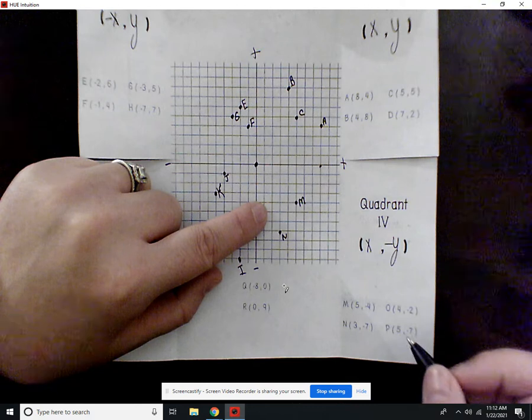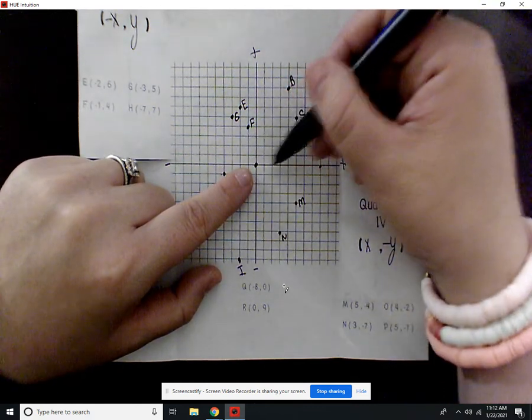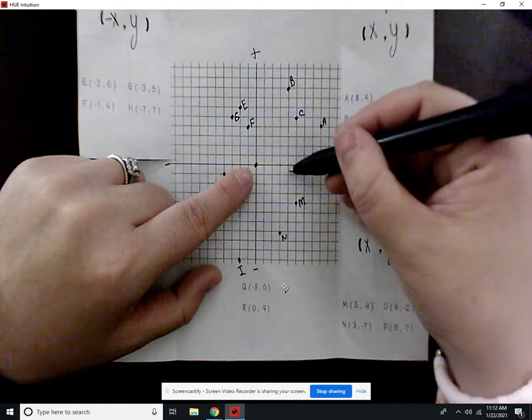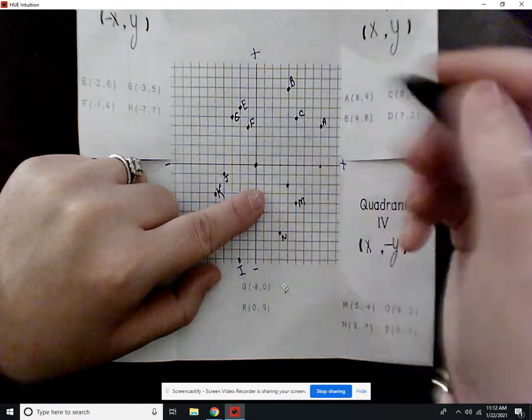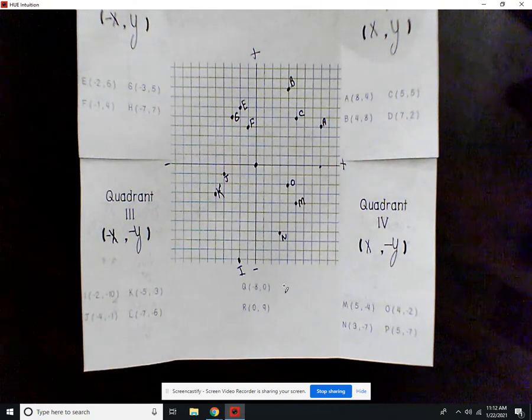And then O, 4, negative 2, so we're going to start from the center, go over positive 4 spaces, and then negative 2 is going to be down 2 spaces. All right, and I want you to do letter P by yourself.